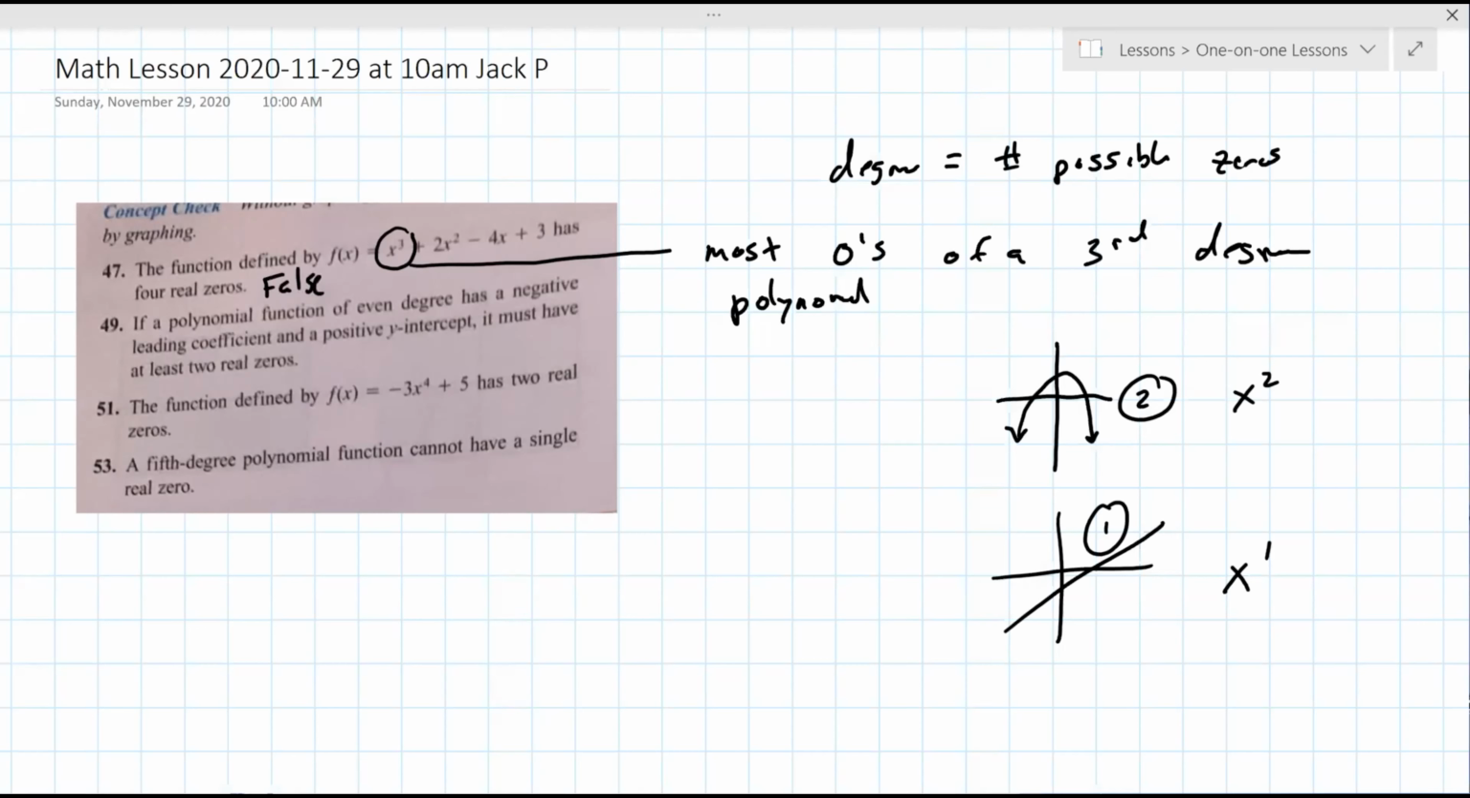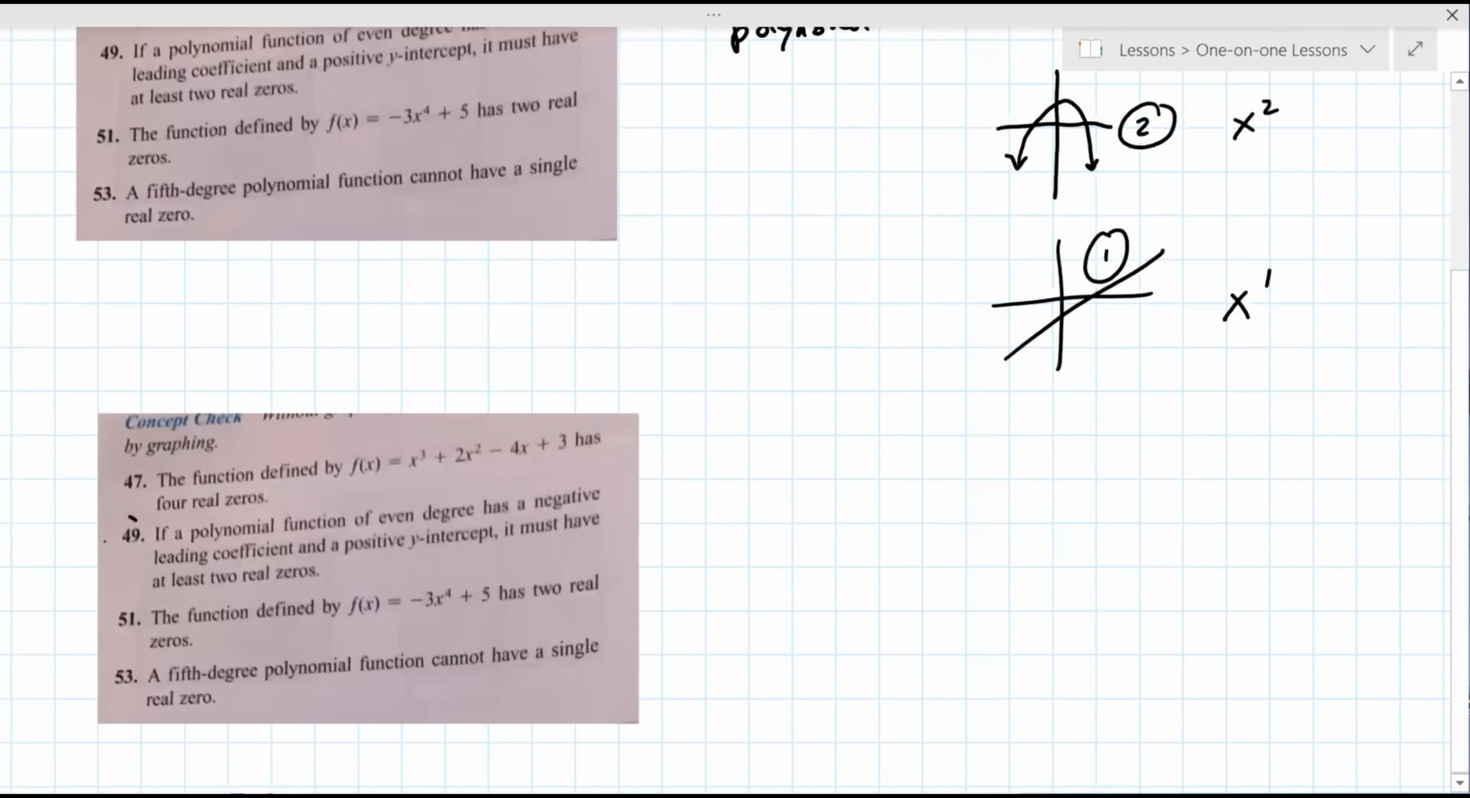All right, so 49 has a bit more to it. I guess maybe we're going to have to outline these individually, so I'll try pasting this again. If a polynomial of even degree has a negative leading coefficient and a positive y-intercept, it must have at least 2 real zeros. So 49 definitely requires a graph. It says if it's an even degree but a negative leading coefficient, that means it starts low and ends low. All righty. Do you agree with that?